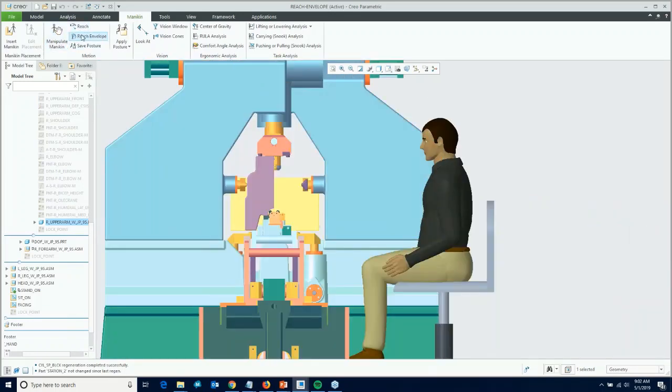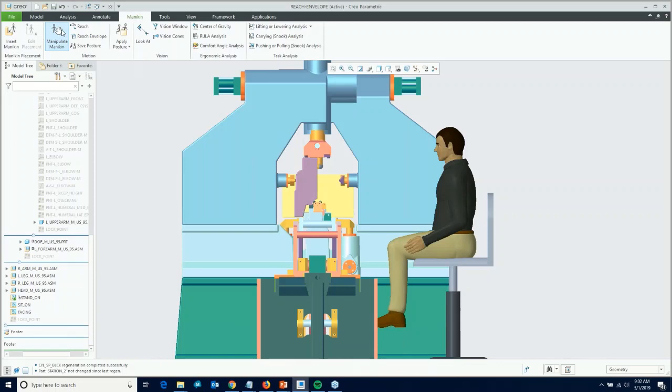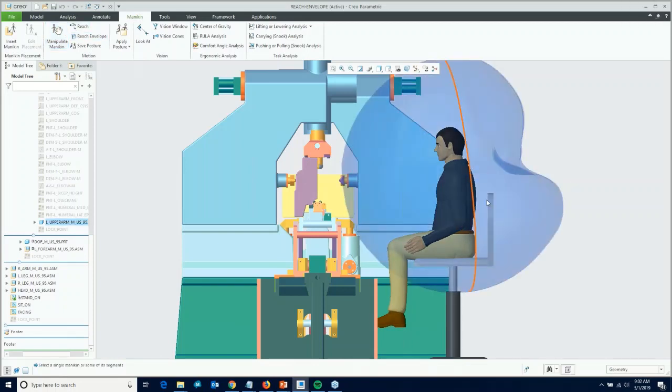So in the case of a mannequin, I could also create what's called a reach envelope, right? In this case, I'll select that mannequin, and Creo will then go ahead and create the reach envelope, right? I just deactivated it for the other one. So let's go reach envelope, this person here. All right, there we go, right?